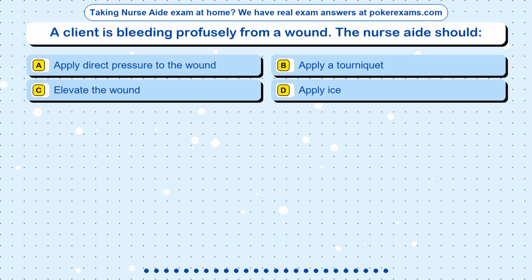Question 1. A client is bleeding profusely from a wound. The nurse aide should: Option A, apply direct pressure to the wound. Option B, apply a tourniquet. Option C, elevate the wound. Option D, apply ice.